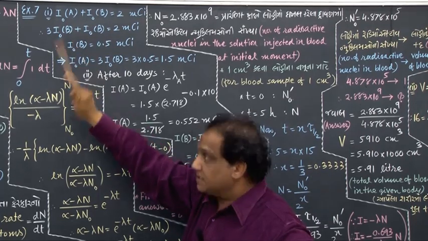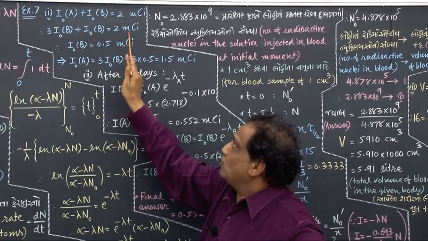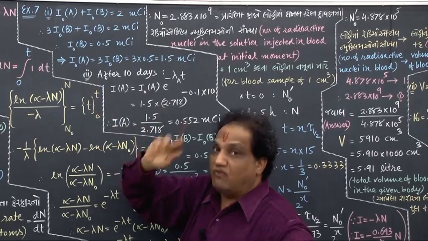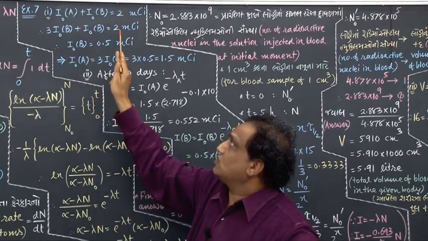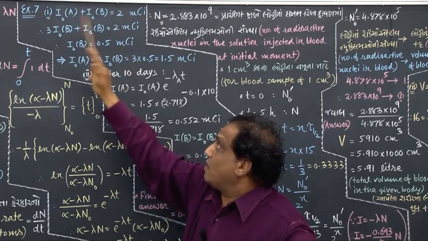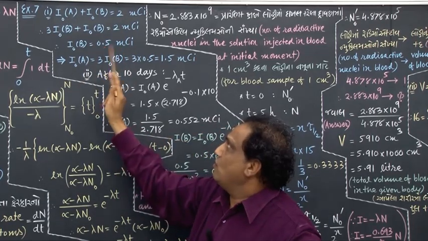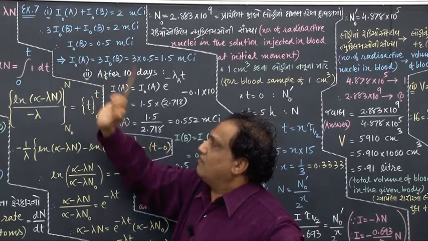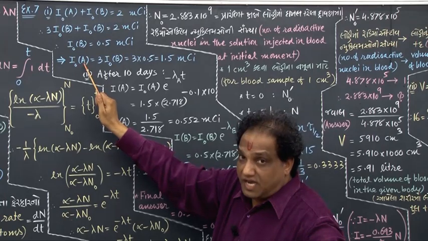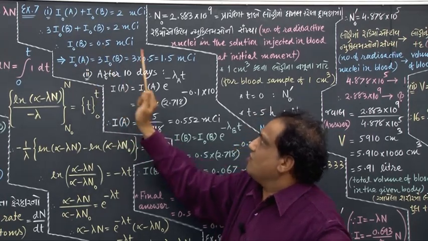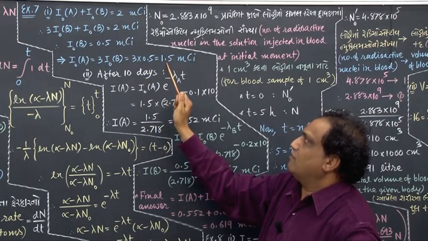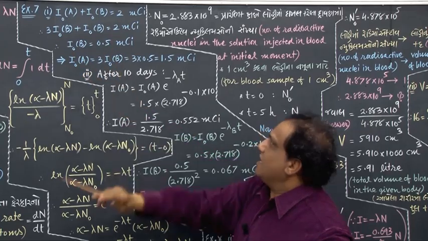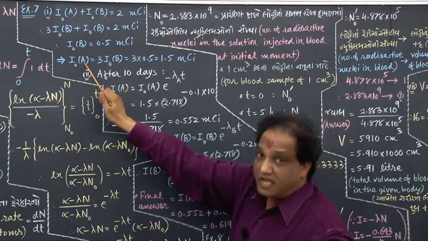Now initial activity of element A, they have given 3 times initial activity of element B. They have given so in the statement. This part as it is, and that equals 2 millicurie. Now I0 of B plus 3 times I0 of B, totally 4 times. So 4 I0B equals 2. Then find out I0B, it will be 2 upon 4. 2 upon 4 means 0.5 millicurie, correct? But what about I0 of A? It is 3 times I0 of B. If I0A is 3 times I0B, then just multiply this by 3. When you multiply 0.5 by 3, answer is 1.5 millicurie. So this is the initial activity of element B, and this much is initial activity of element A.